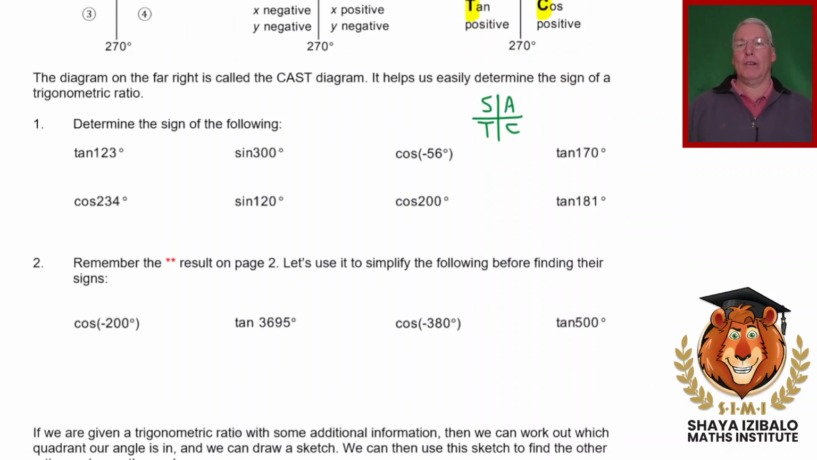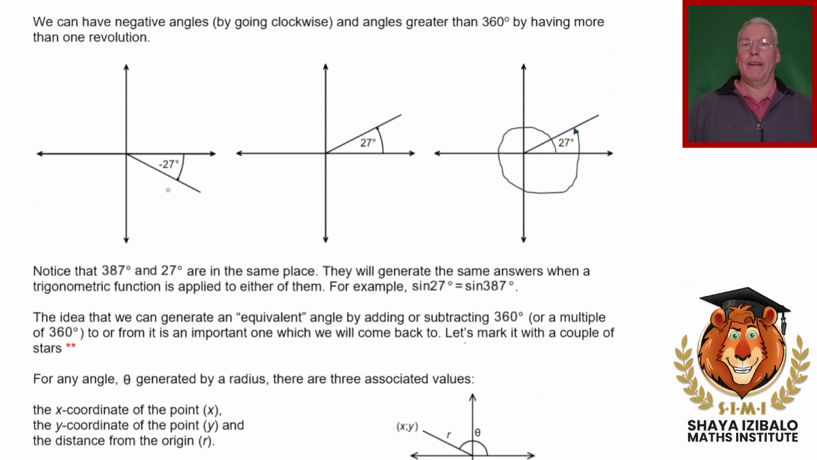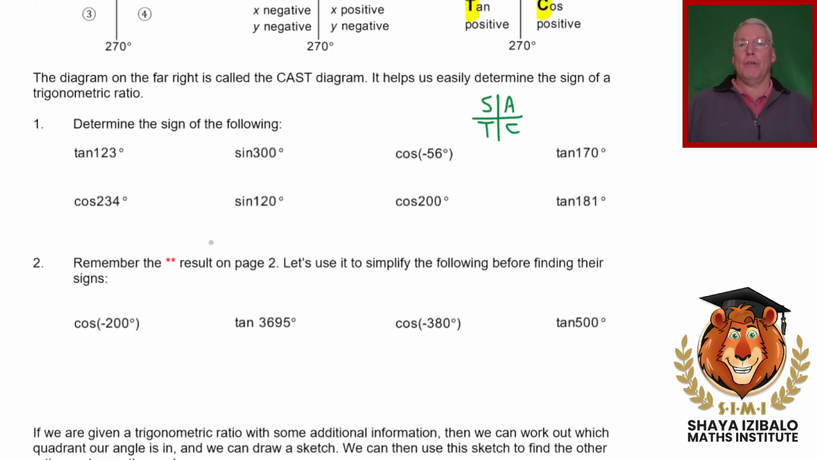Now we're going to ask you to pause the video and tell us whether these trig ratios are positive or negative. We're going to think about which quadrant we're in. Something that we didn't say is that if we go in a clockwise direction rather than an anti-clockwise direction, then we go the other way. So for example, this angle here is negative 27 degrees, which is actually in quadrant 4. So pause the video and tell us the signs of each of these ratios.